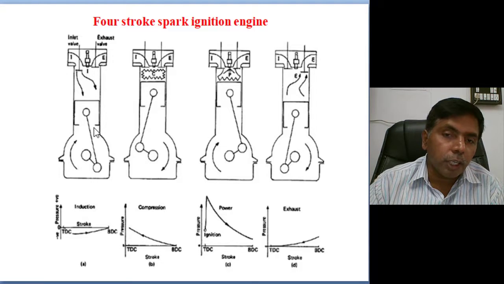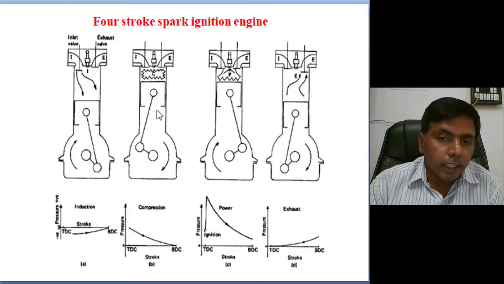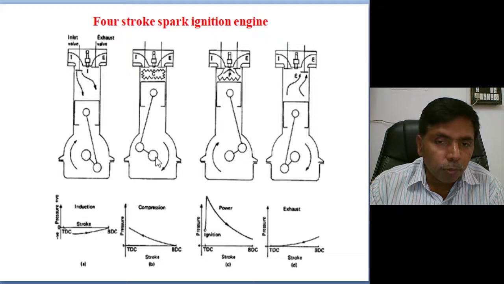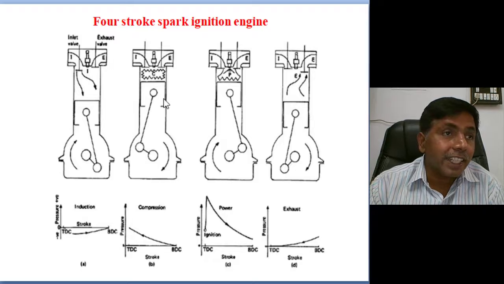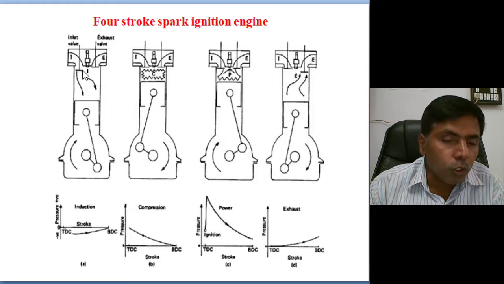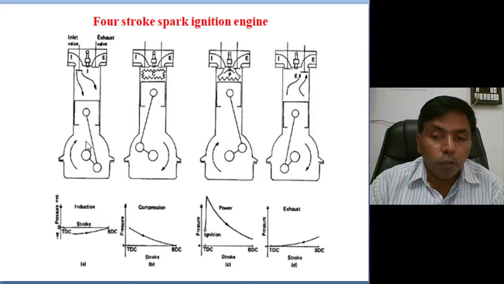After suction, what happens? The inlet valve is closed. So the inlet valve closed the inlet port. Then again the piston starts moving from bottom dead center to top dead center. This is the second stroke. The first stroke, what has happened? In the 4-stroke engine, the first stroke is taking only intake, nothing else. Only intake of the fuel happens.